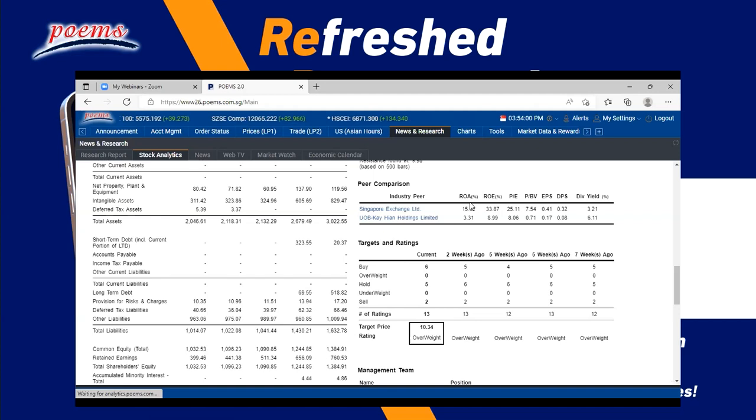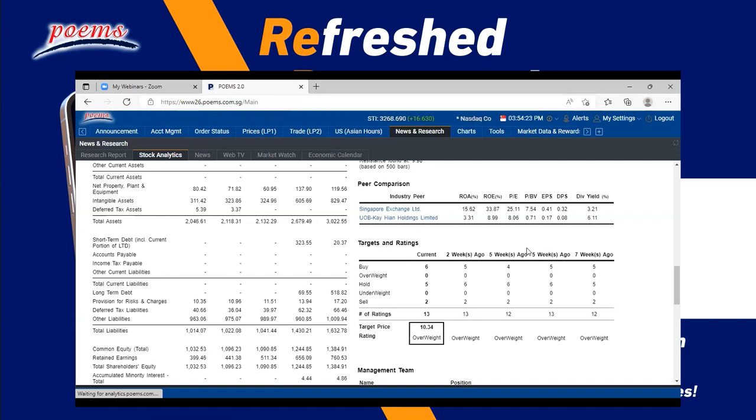You can look for the return on equity, the ROA ratio, and then the return on equity, price earning ratio, price book value ratio, earning per share, and dividend per share. And also the return on asset, ROA ratio.